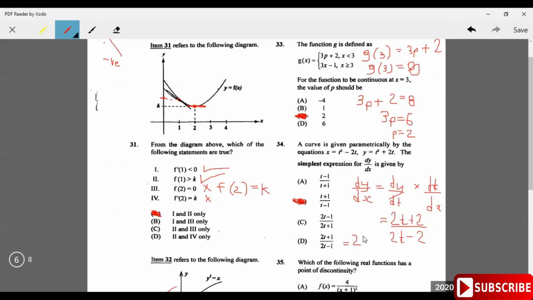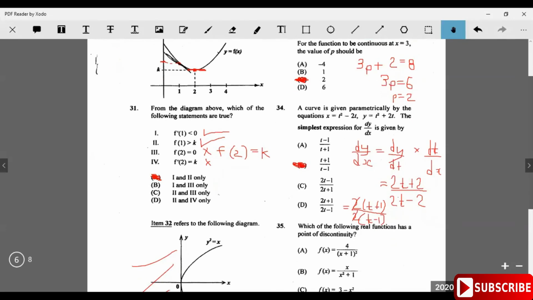Just factor out 2 from the numerator to get t plus 1. Factor out 2 from the denominator to get 2 times t minus 1. Not enough space right here. And that's B. That's option B.